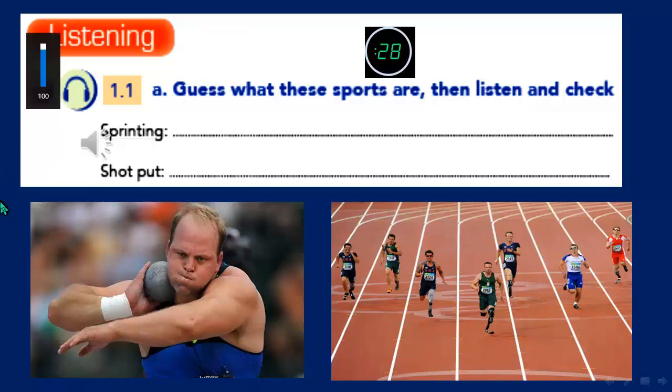Cassette 1. Side 1. Module 1. Unit 1. 1.1.